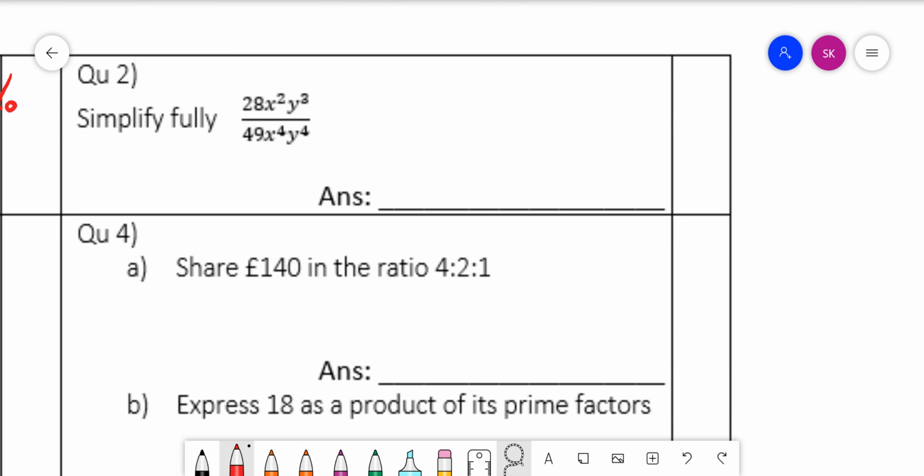Question 2 says simplify fully, and then it gives you an algebraic fraction. So we're going to simplify the numbers first, the 28 and the 49. The highest common factor of 28 and 49 is 7. 28 divided by 7 is 4. And 49 divided by 7 is 7. I'm then going to write out the fractions so they're easier to simplify.